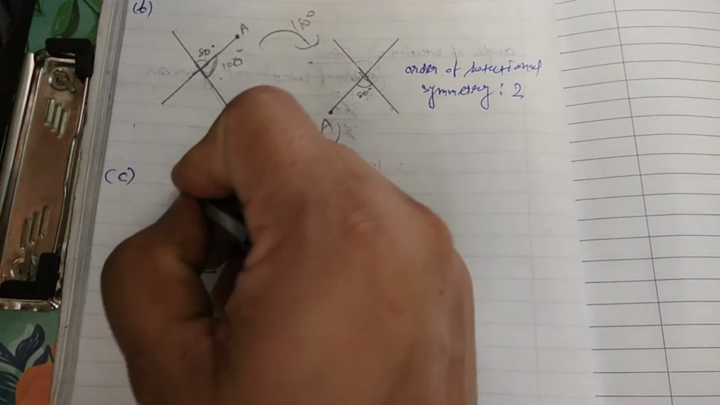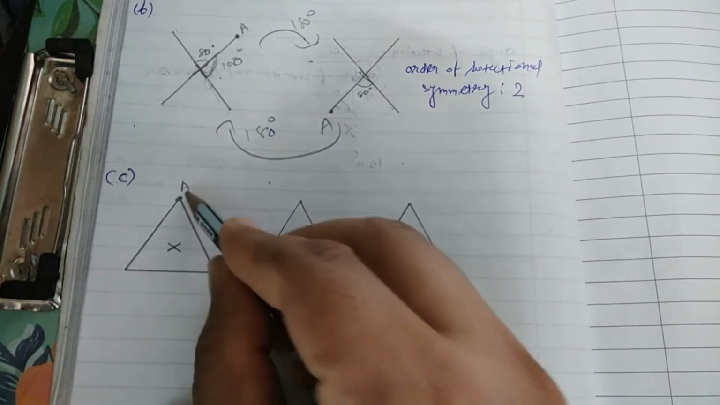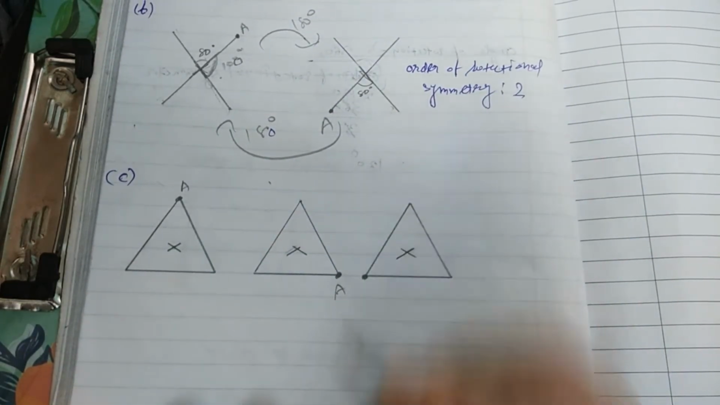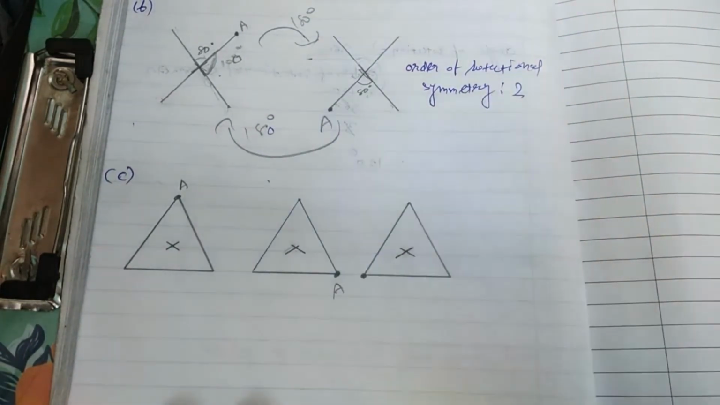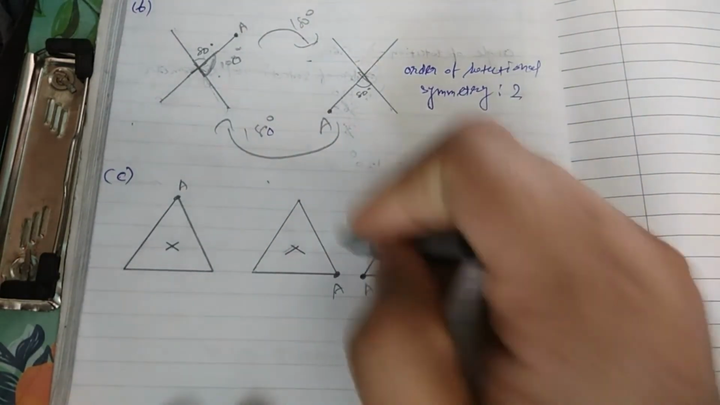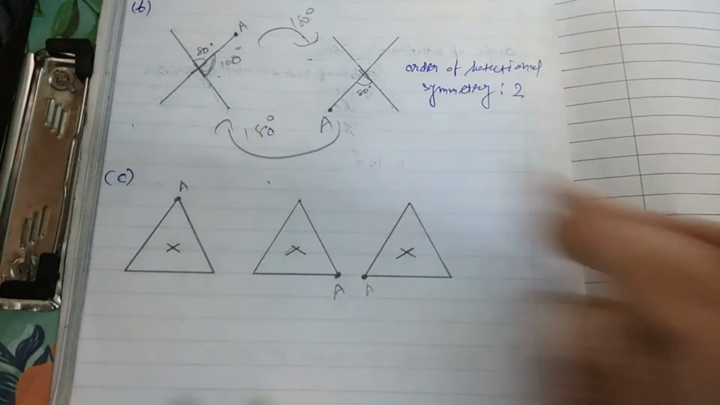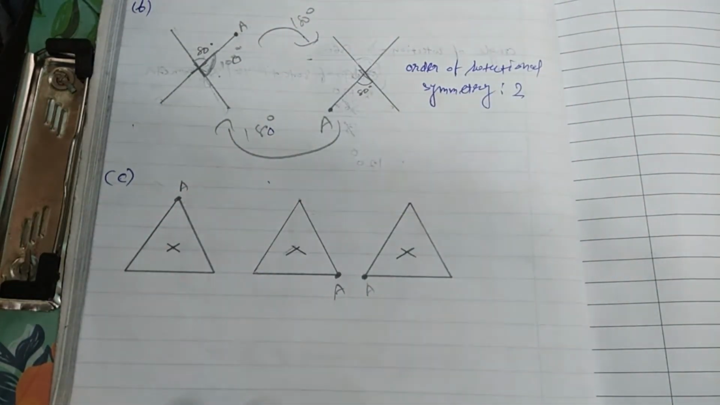Next, see, this is a shape of an equilateral triangle, and already we have discussed it. We will take this one point A. Now we will rotate this shape in such a way that this A comes in this position, and again we will rotate in such a way that A comes in this position, that means here, and again we will rotate, then A will come in its original position. So here we have rotated 3 times. So order of rotational symmetry is 3.